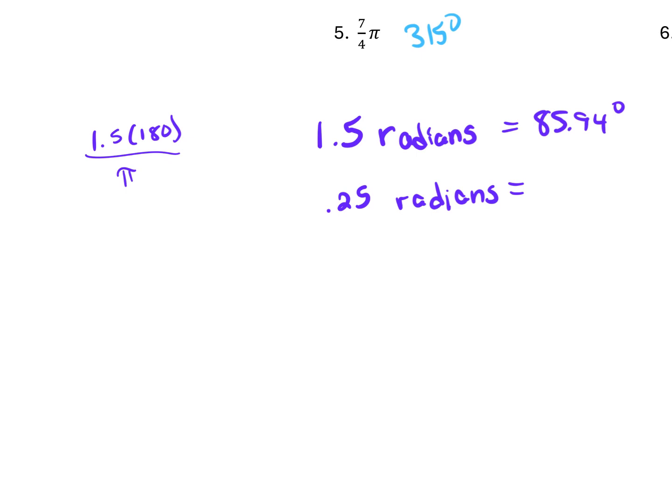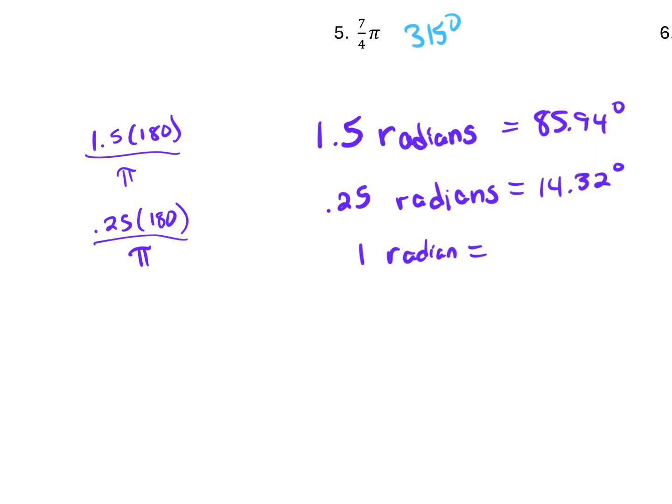Okay, so if we have 0.25 radians, think about what that means we're going to do. We're going to do 0.25 times 180, all divided by pi. And what is that equal to? There's one other thing we're going to write in that space down there. What do we get for that one? 14.32 degrees.